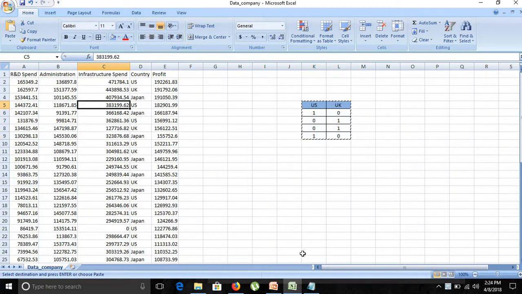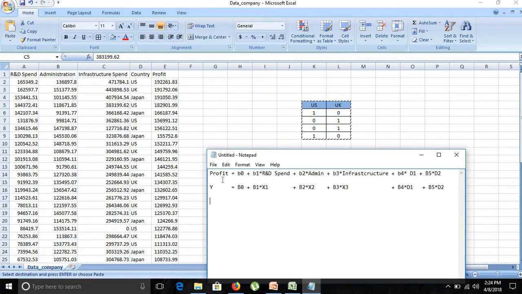So in this model, let's look at a brief picture. Profit is equal to B0 plus B1 into RD plus B2 into admin plus B3 into infrastructure plus B4 into D1 plus B5 into D2. Now if you look at the comparison below, y is equal to b0 plus b1x1 plus b2x2 plus b3x3 plus b4d1 and b5d2. You will get an idea of what exactly I am trying to convey. So here we need to find out a kind of correlation between profit and the amount spent. That is why we are creating this machine learning model.